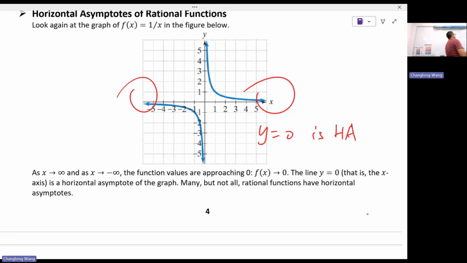It is a line, right? On the far right or far left, the graph will get as close to the horizontal asymptote as it can, but it will never intersect. But only on the far right or far left. Okay.